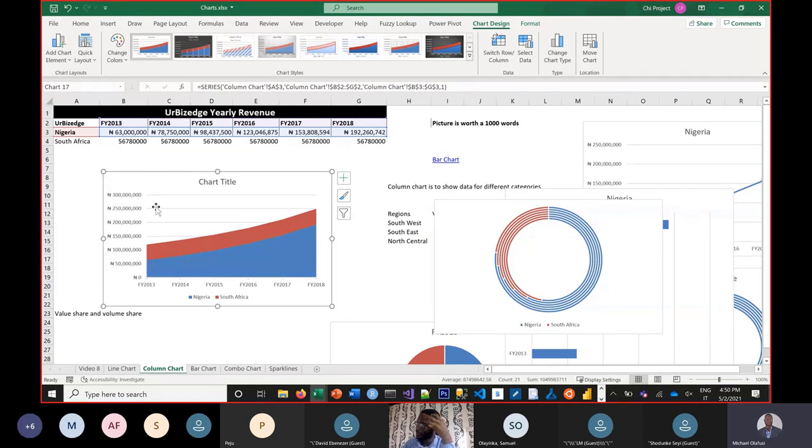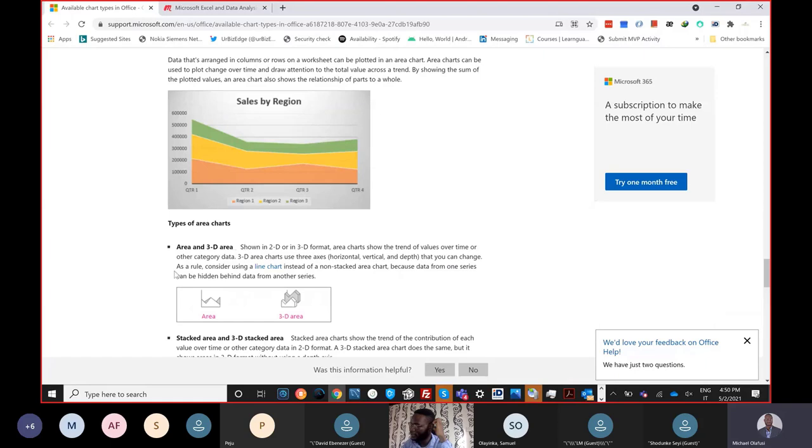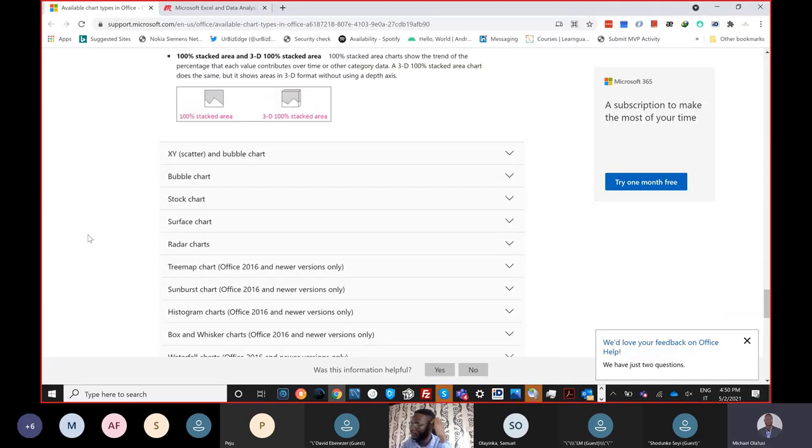Some other people use it for, okay, we have two product lines. This is what this one is contributing. This is what this other one is contributing to our entire bottom line. Clear? To do it is not difficult. It's just to understand that that's where you want to use it.